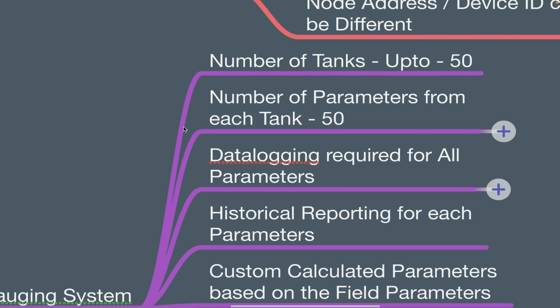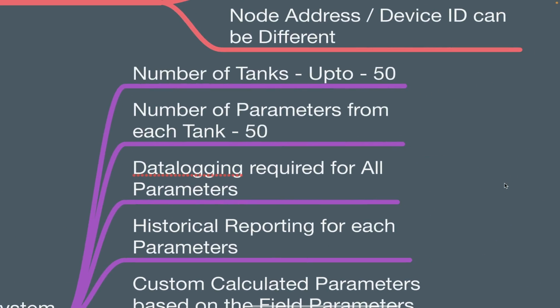Coming to the next part, the system should be configurable for a maximum of 50 tanks. There is a possibility that a single location might have 50 devices connected, so we should be able to configure 50 tank names here. Each tank will have an average of 50 parameters. So we should be able to make 50 calls to that particular device, and whichever device it is, get the 50 parameters from there.